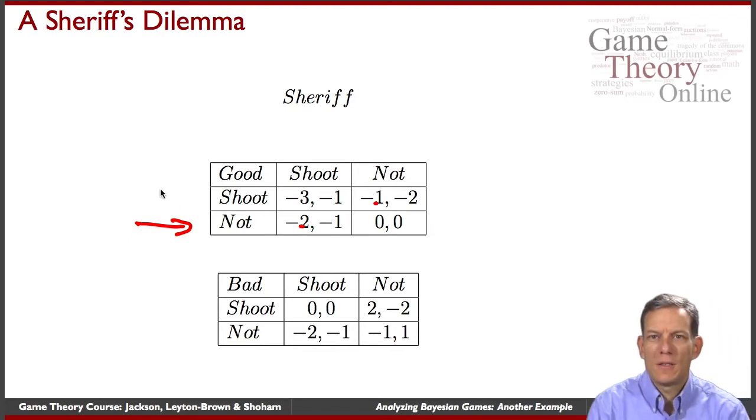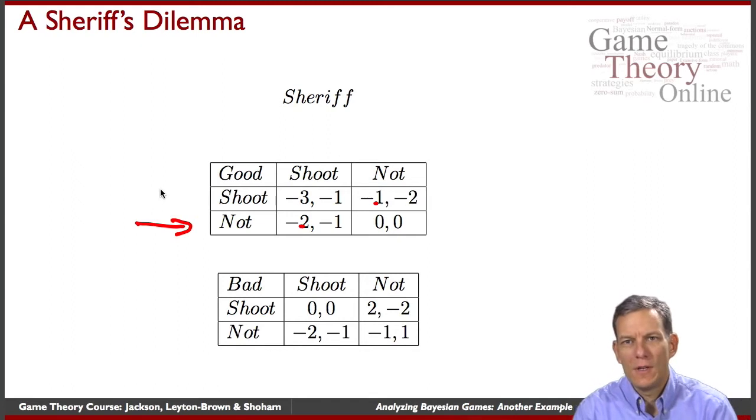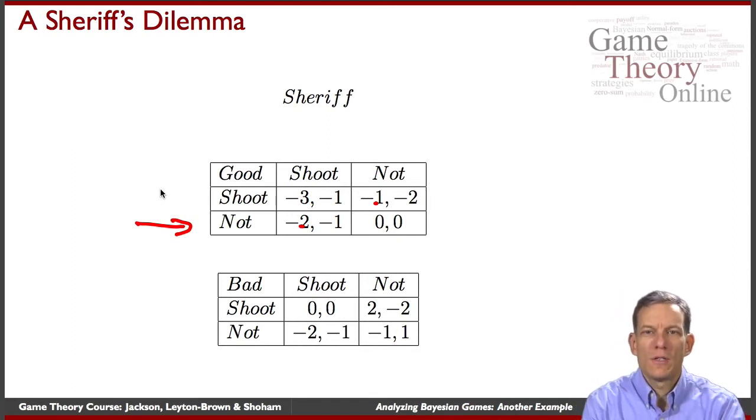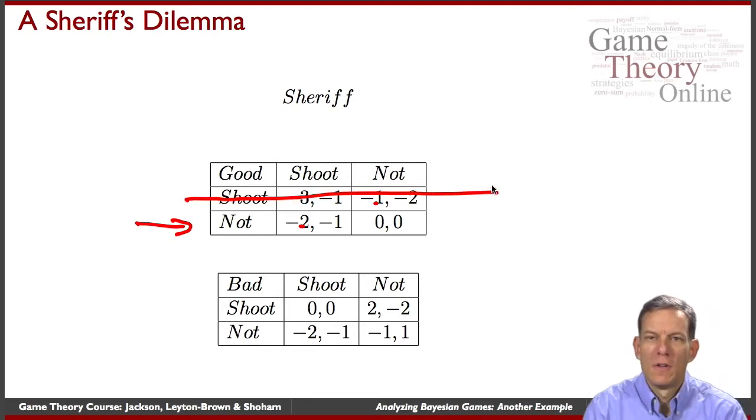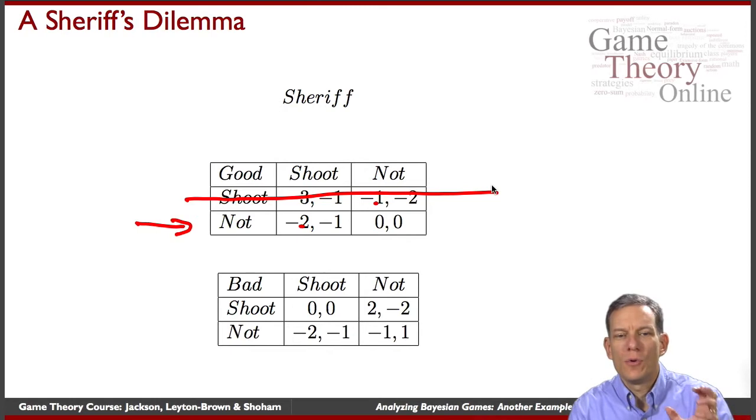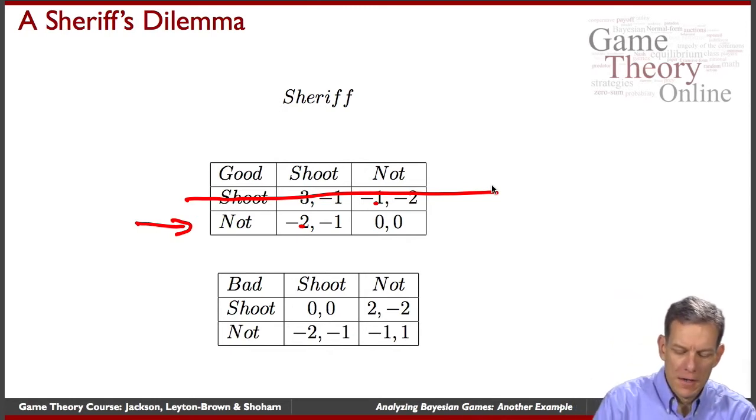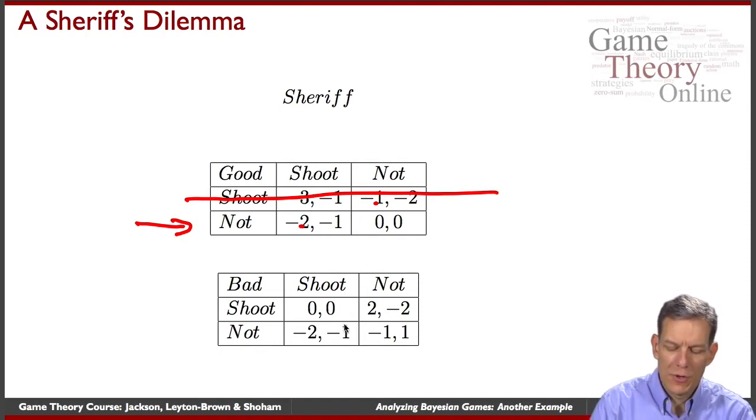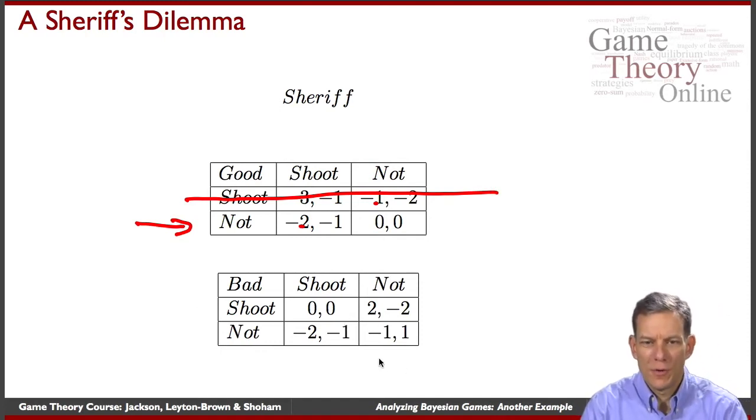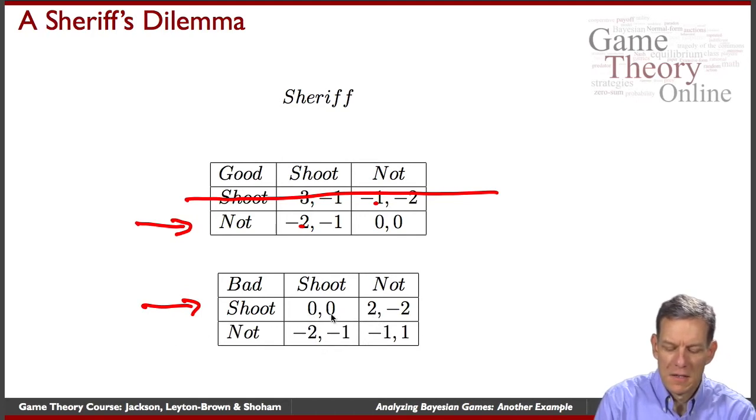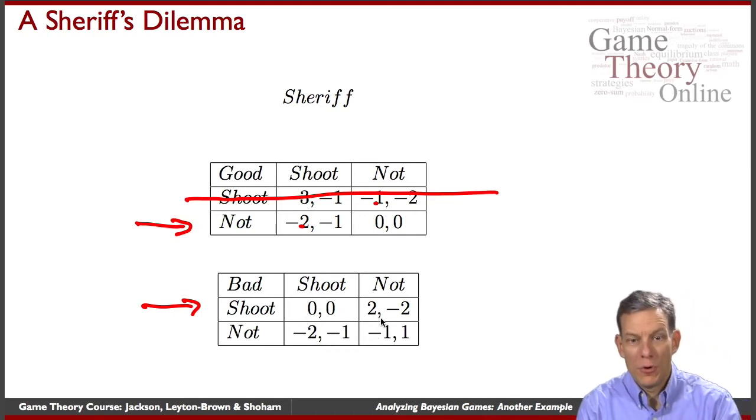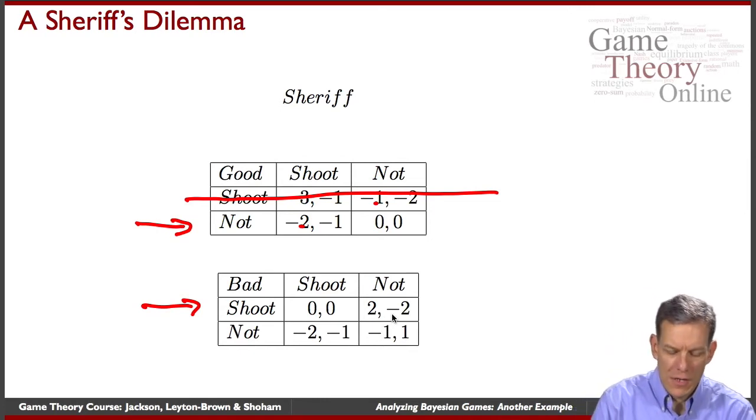Essentially what that tells us is that if we're looking for a Bayesian equilibrium, the good player, regardless of what they think the sheriff should do, should not shoot, right? So we can cross this out and say that the only possible strategy for a good player is that they're not going to shoot. Okay, now we go to the bad player, and we do a similar kind of calculation, and basically the criminal is going to shoot in this case, right? So we look at 0 versus -2, 2 versus 1. Shoot strictly dominates not for the bad player once they know their type.